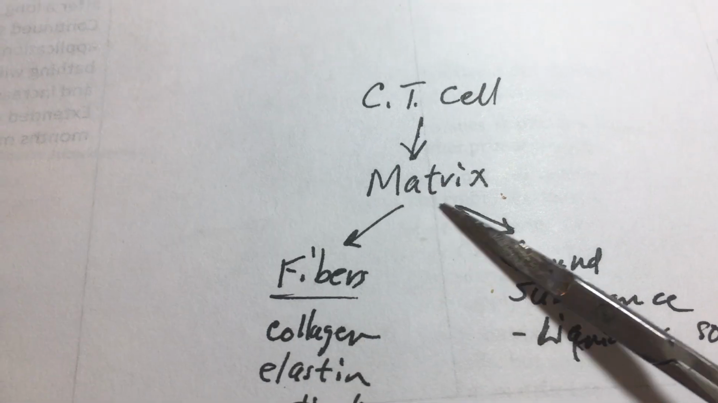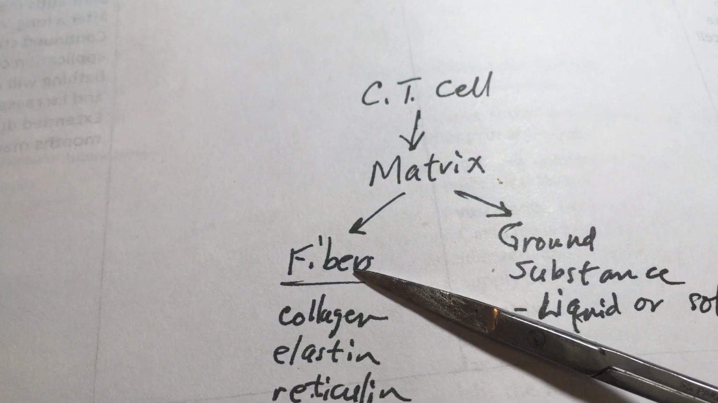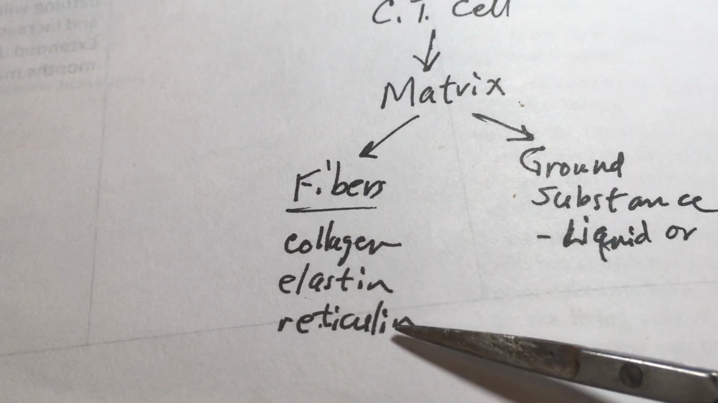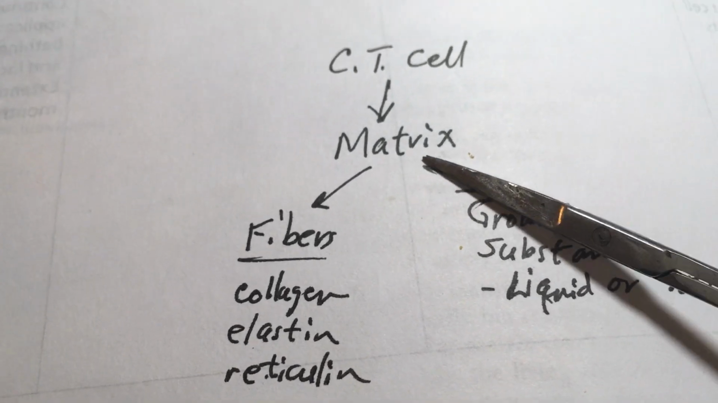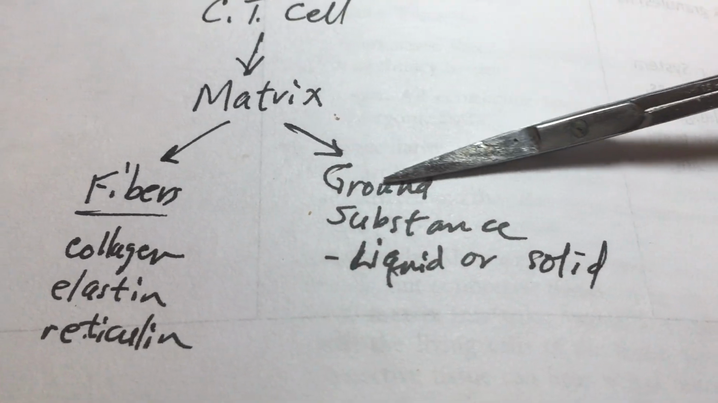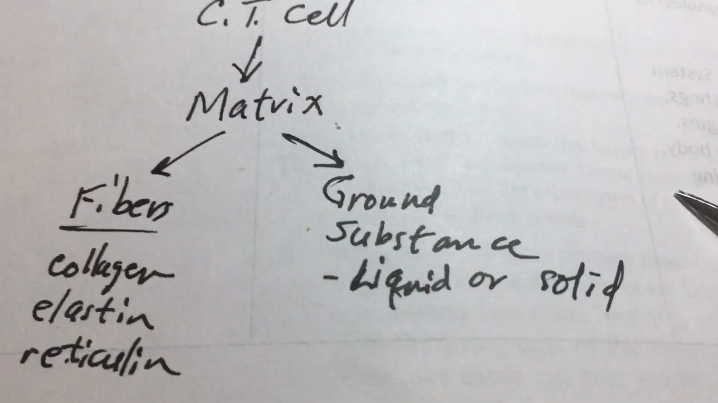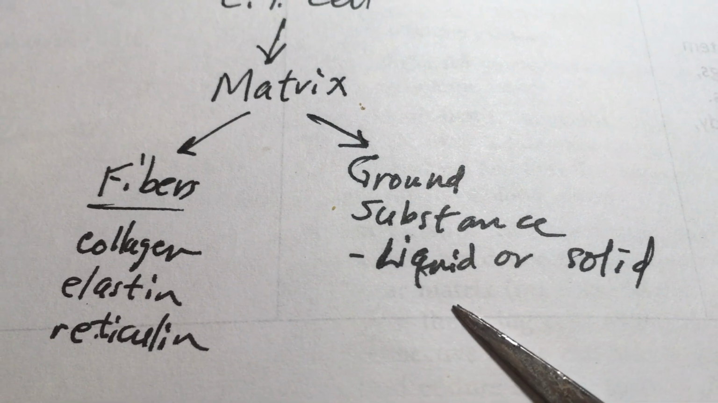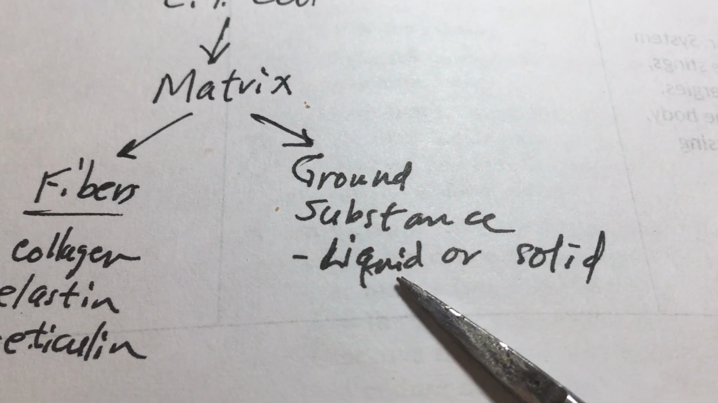Okay, so what is matrix then? Over here we have one aspect of matrix, which is the fibers. We have collagen, elastin, reticulin. There's a number of different protein fibers common to connective tissue. Then we have the ground substance in which they are residing. The ground substance is a chemical substance which could be not bound together. That is to say, it's liquid and sort of watery, and there's a flow through.